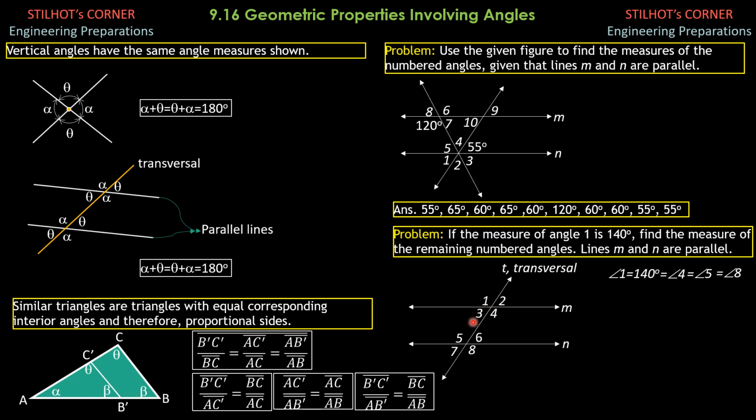Angle 2 is equal to angle 3, equals angle 6, equals angle 7. So angle 2 is 40 degrees, 180 minus angle 1, which is 140. So 40 degrees is equal to angle 3, which is equal to angle 6 and equal to angle 7. So that's it for that problem.